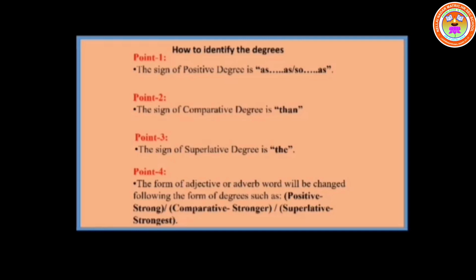Point 1. The sign of positive degree is the conjunction as, then in between the adjective or the adverb will come, then it will be ending with as again. Otherwise, so, then adjective or adverb, then as. This is one such clue to identify the positive degree. Then point 2, the sign of comparative degree.